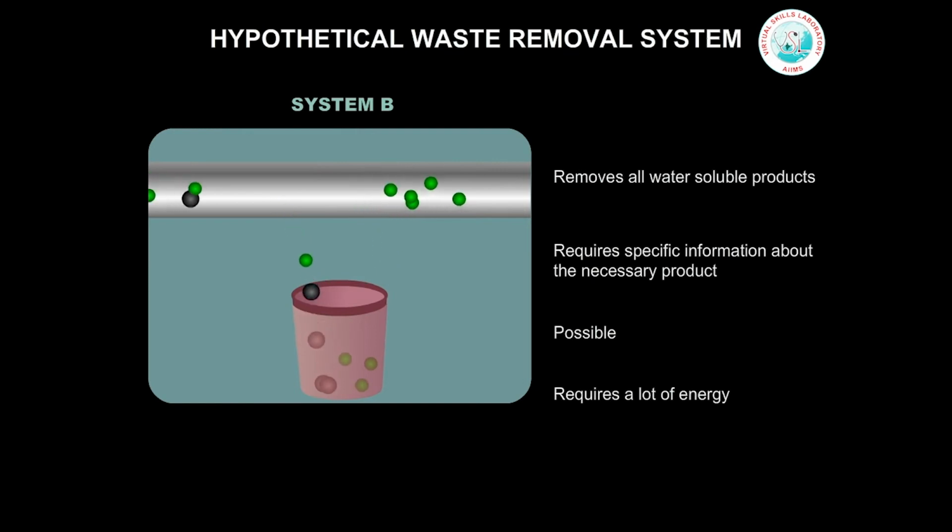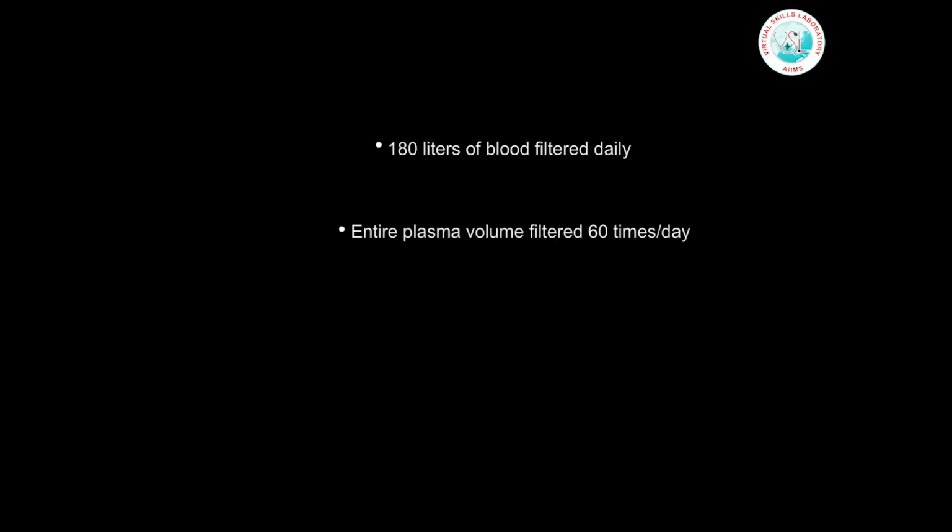energy. To achieve adequate waste removal, our kidneys filter 180 liters of blood daily, that is the entire plasma volume, around 60 times per day. That means the reabsorption process occurs 60 times in a day.